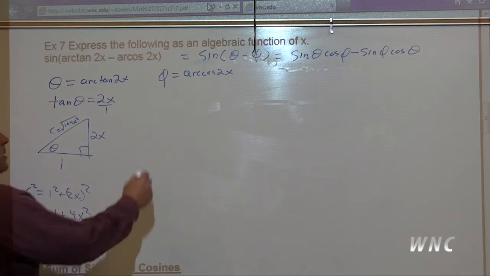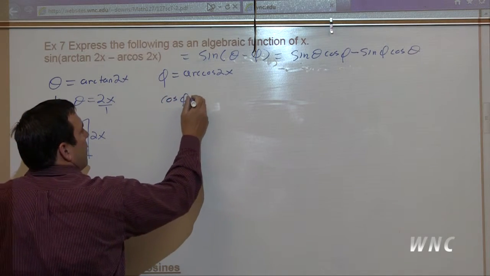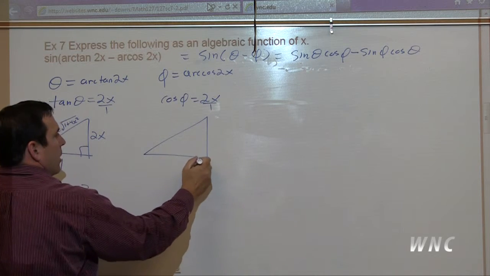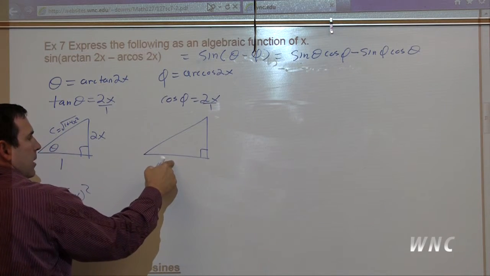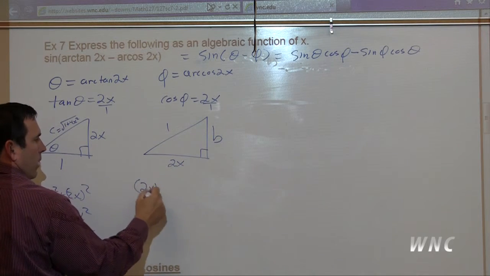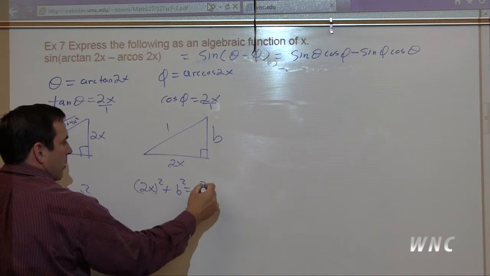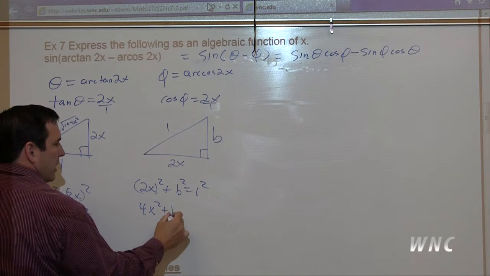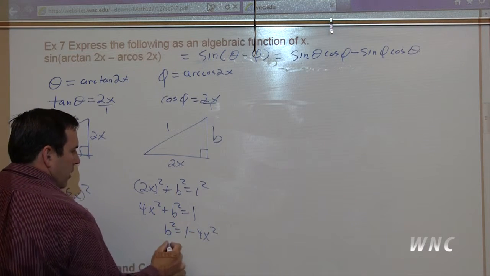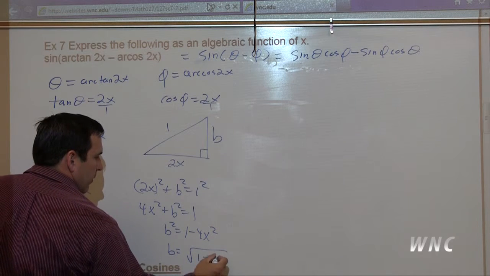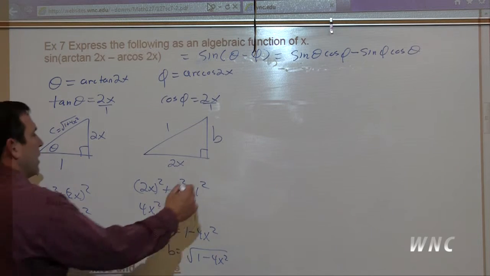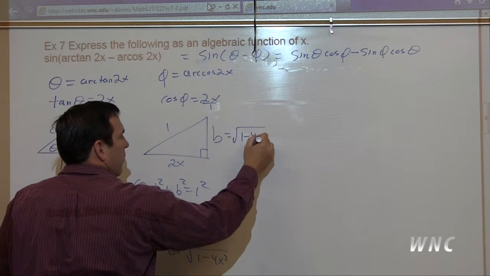We've got to do the phi part next. Now cosine of phi would be 2x. So if we draw a triangle here, think of it 2x over 1. The adjacent side is 2x. The hypotenuse is 1. So 2x squared plus b squared equals 1 squared. 4x squared plus b squared equals 1. B squared is 1 minus 4x squared. So b would be the square root of 1 minus 4x squared. So this side must be the square root of 1 minus 4x squared.